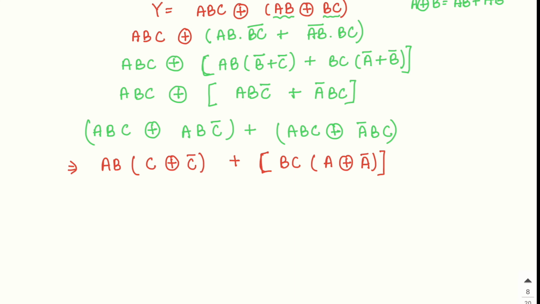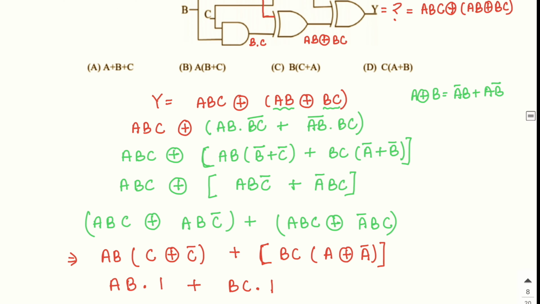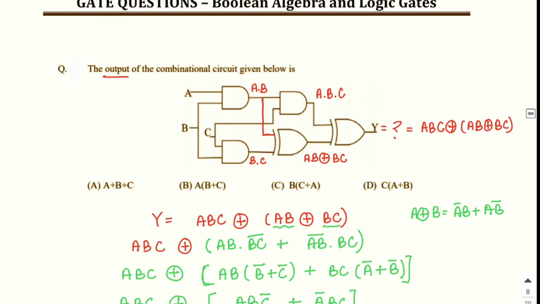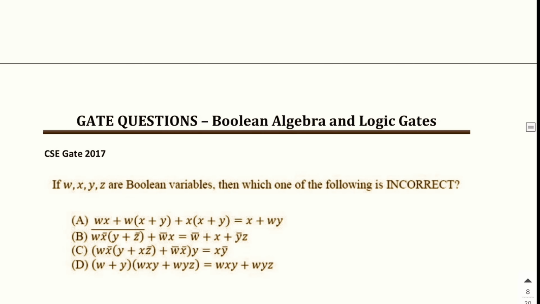Now we know that whenever both the inputs are different, the XOR is going to be 1. So this is AB dot 1 plus BC dot 1. So you have AB plus BC, or we can just say B common, so this is A plus C. So this is the answer. Let's see if we have this B dot A plus C. Yeah, we have B dot A plus C. Let's move to the next question.